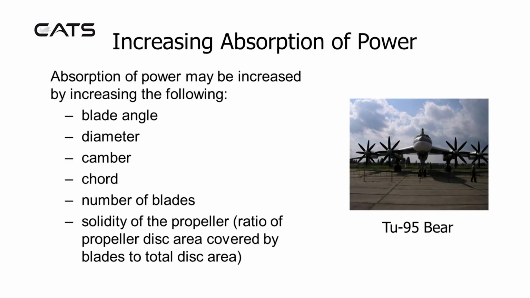Increasing absorption of power. Absorption of power may be increased by increasing the following: blade angle, diameter, camber, chord, number of blades, or solidity. Solidity of the propeller is the ratio of propeller disc area covered by blades to total disc area.